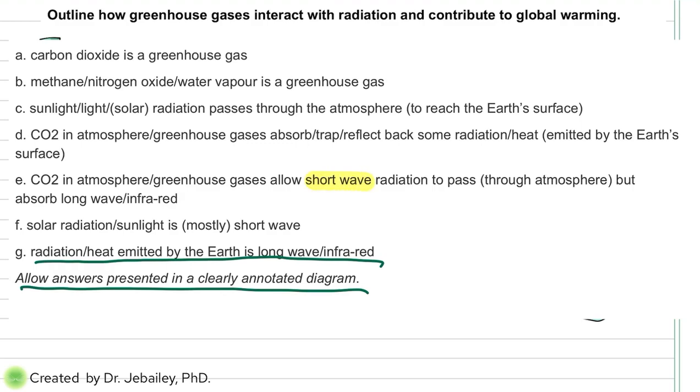We're talking about short waves. We are talking about the long waves. We are talking about sunlight. We're talking about examples. So it's always repetitive when it comes to the greenhouse effect.